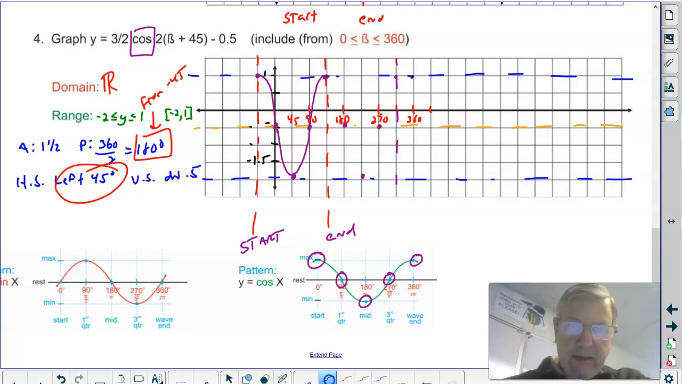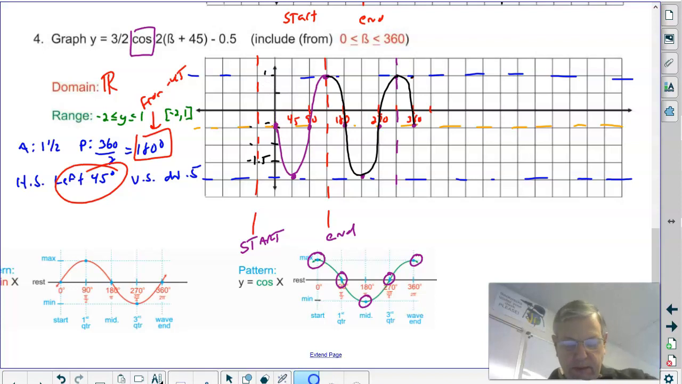I'm going to do this one in black. And again, I just need to go a few more. So I'm at the max. First quarter is at rest. So I end up there. And technically, because we're going 0 to 360, I can go back and erase that part of it. And this is what your graph should look like right here.